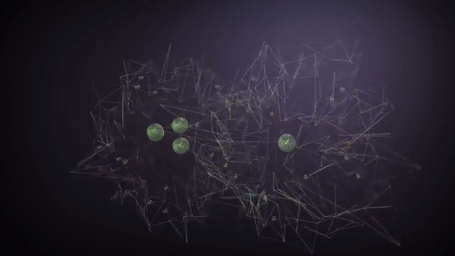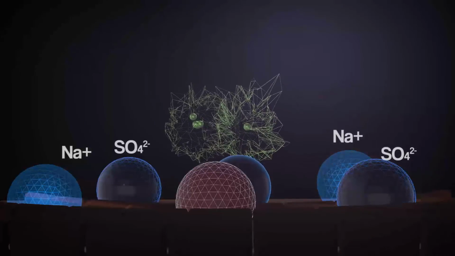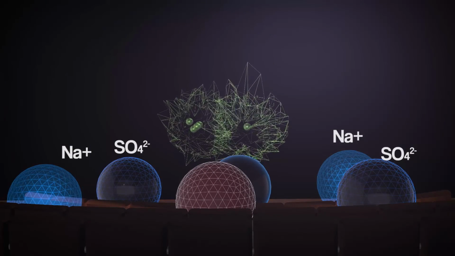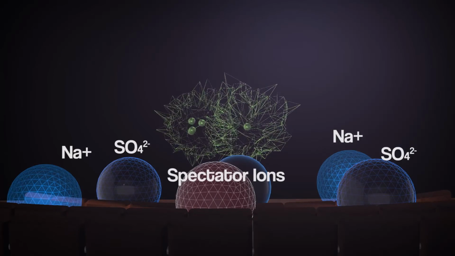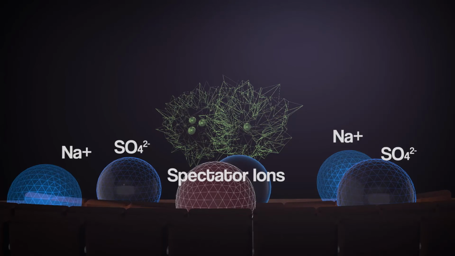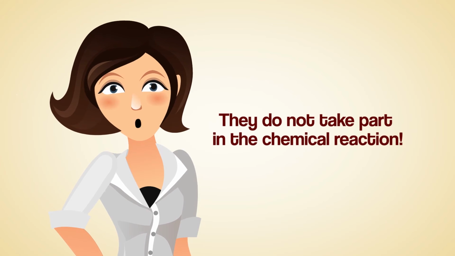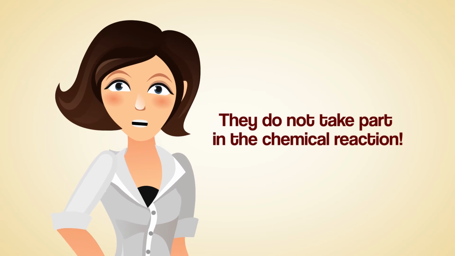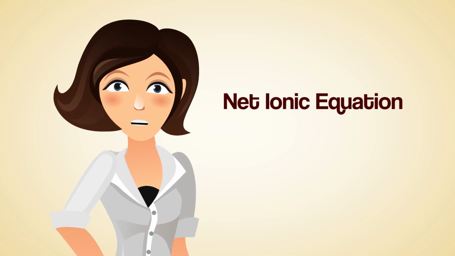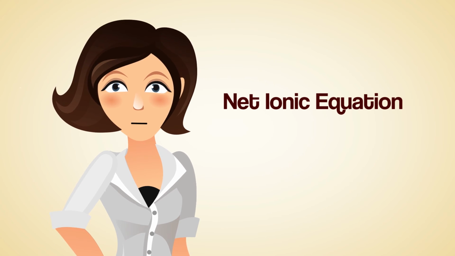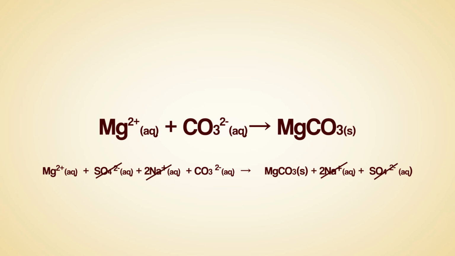In the complete ionic equation, Na+ and SO4 2- ions are present on both sides of the equation. These are called spectator ions because they remain unchanged throughout the reaction, so they do not take part in the chemical reaction. Since they go through the equation unchanged, they can be eliminated to show the net ionic equation, which is Mg2+ plus CO3 2- react together to form MgCO3.